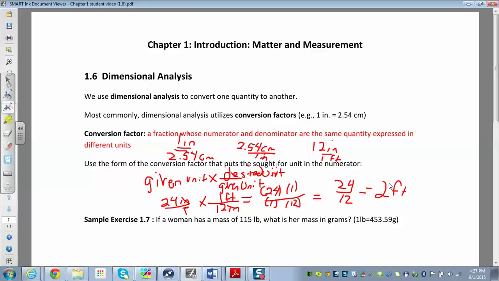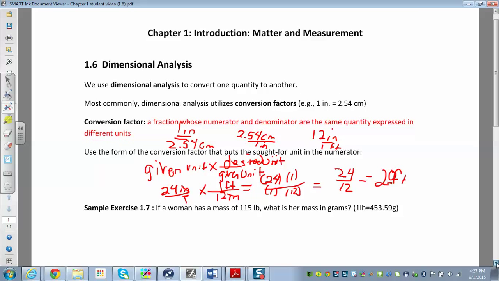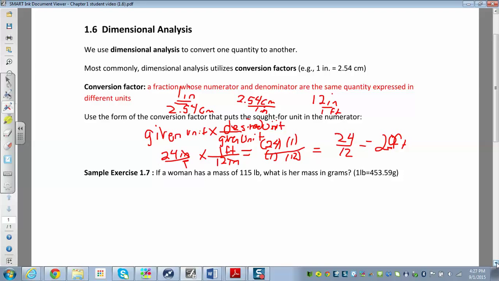And if we want to go with the right number of sig figs, we'll put a dot 0 there, 2.0 feet. So now we have 2. We start off with 24. That's 2 sig figs. We'll end up with 2 sig figs at the end. So your given unit, put the given unit on the bottom of your conversion factor, the one that you're looking for on top. And sometimes you'll have to do more than one. You might have to do more than one step, and that's okay.